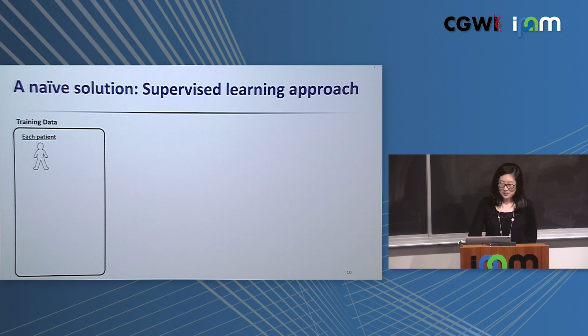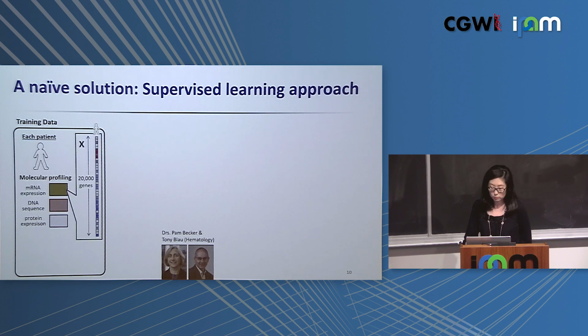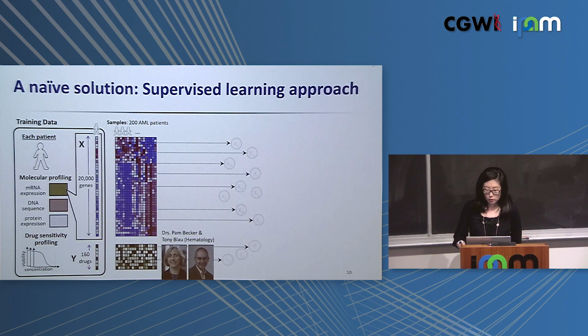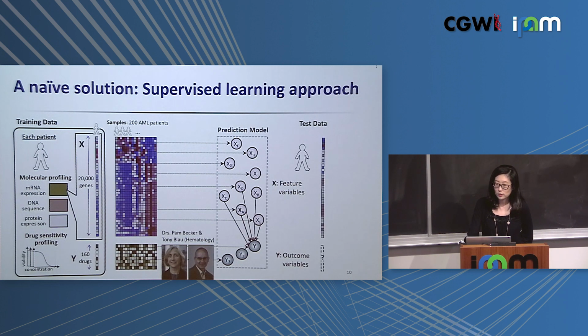Okay, excellent. So our collaborators in hematology got us training data, which consists of feature variables X, here expression levels of nearly about 20,000 genes, and an outcome variable Y. In this case, it's in vitro drug sensitivity measures for 160 anti-cancer drugs. And then we have this data on a set of samples. Say that we have 200 primary AML patient specimens. So using this training data, we can learn a prediction model for each drug so that we can predict the drug sensitivity of a new patient based on his or her features.